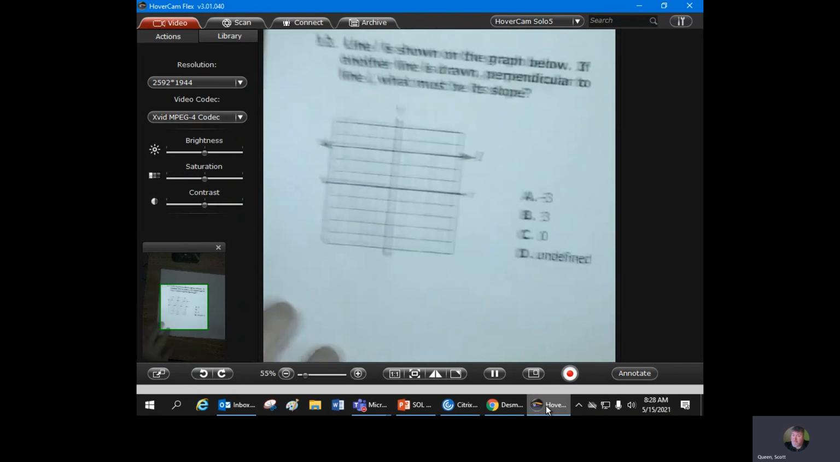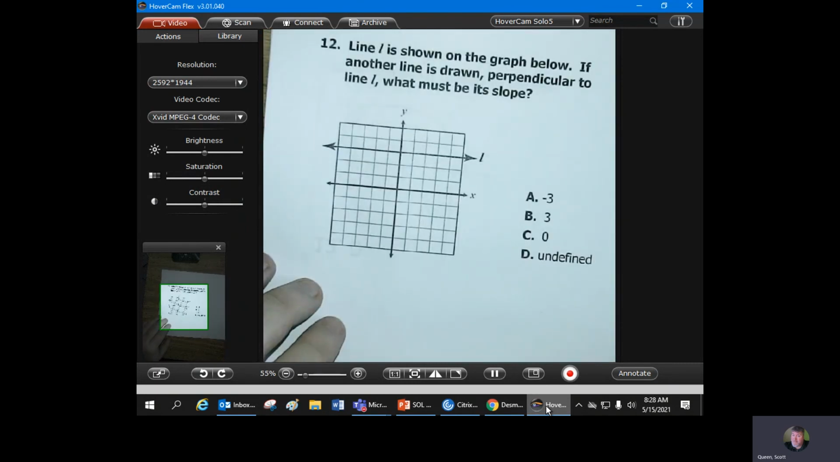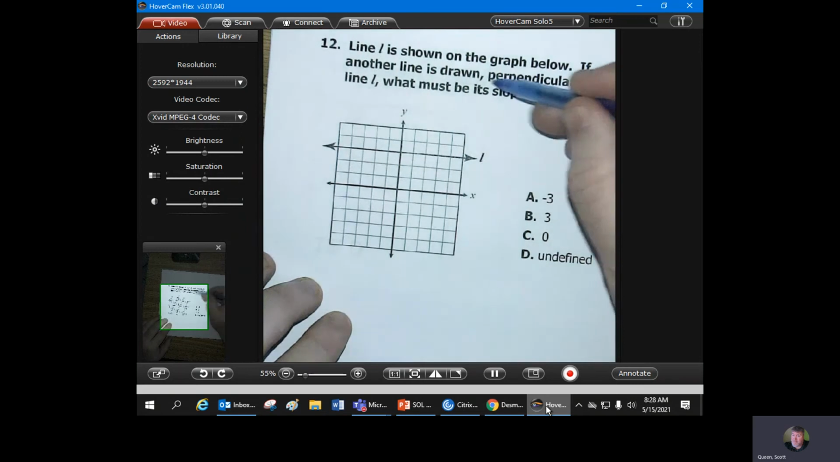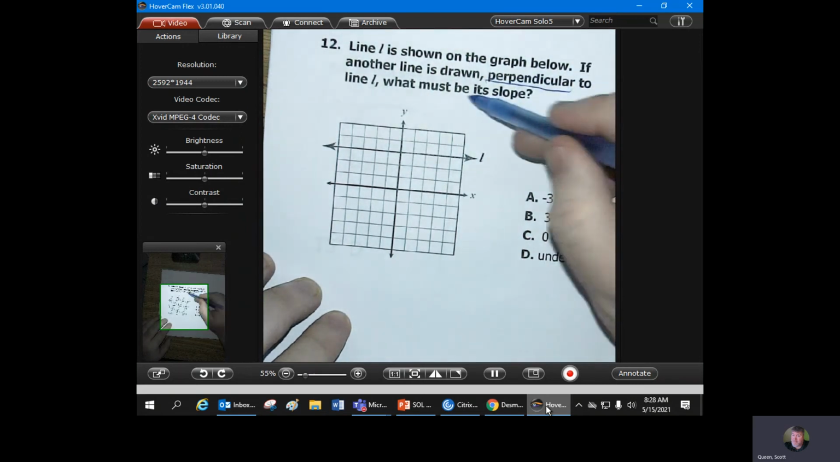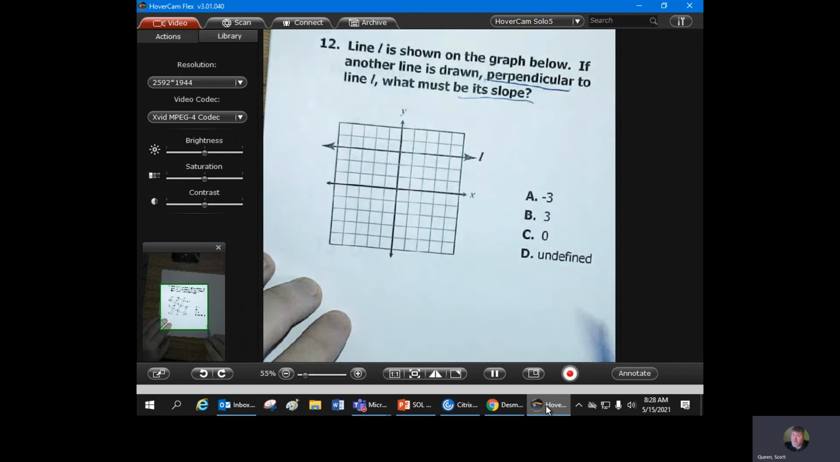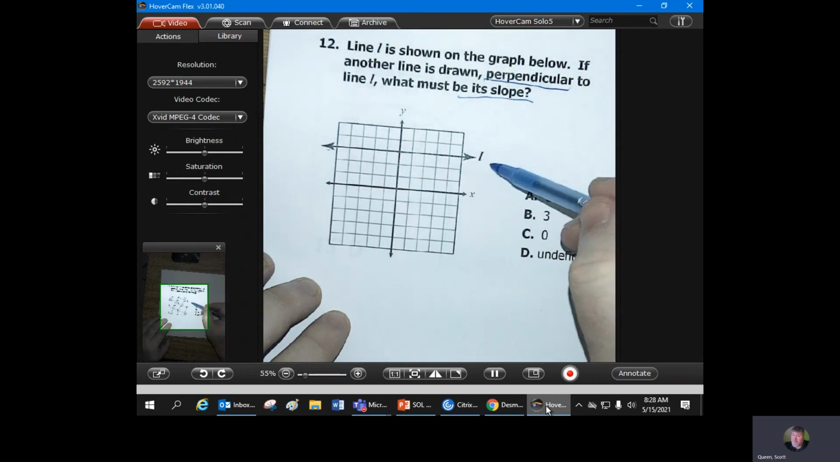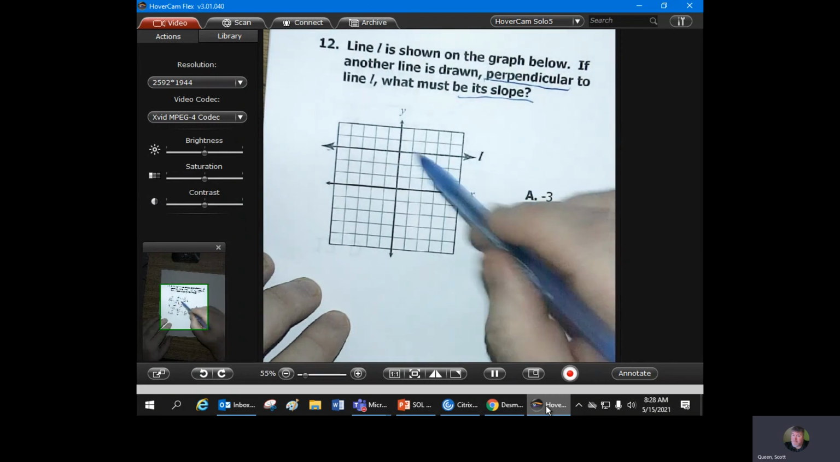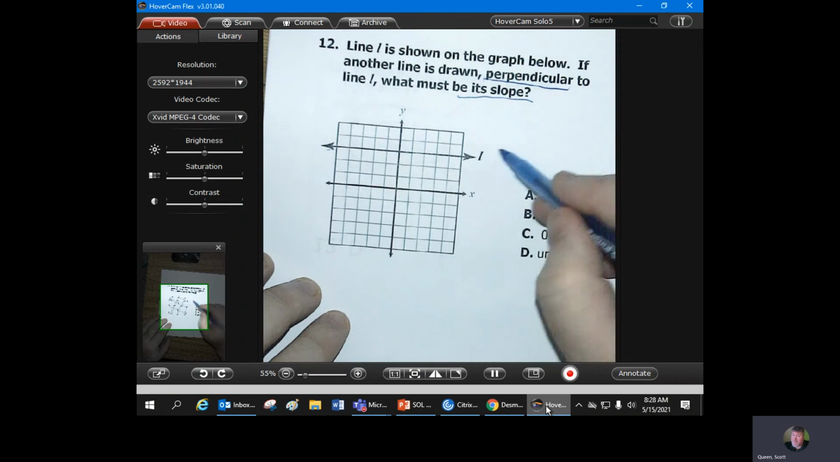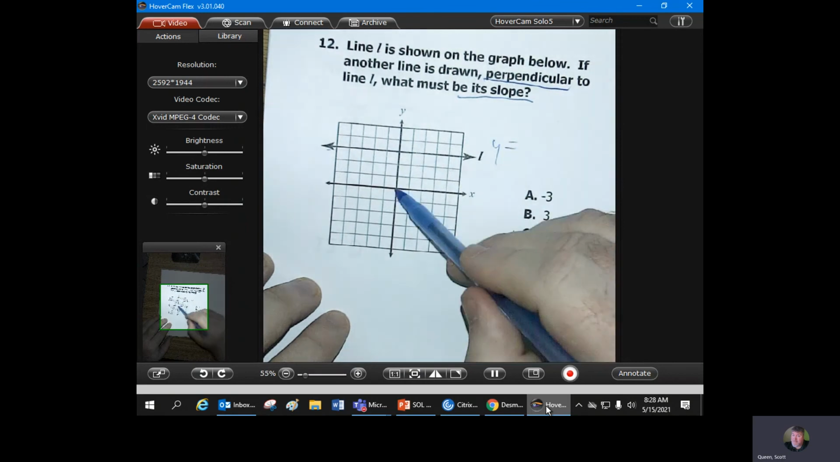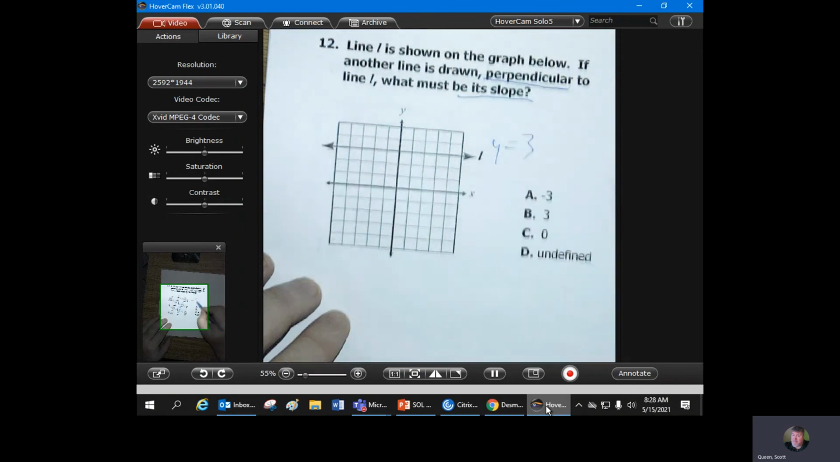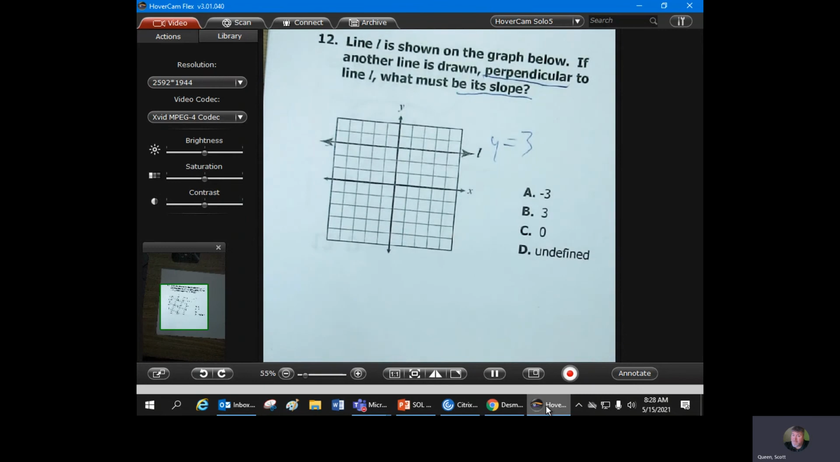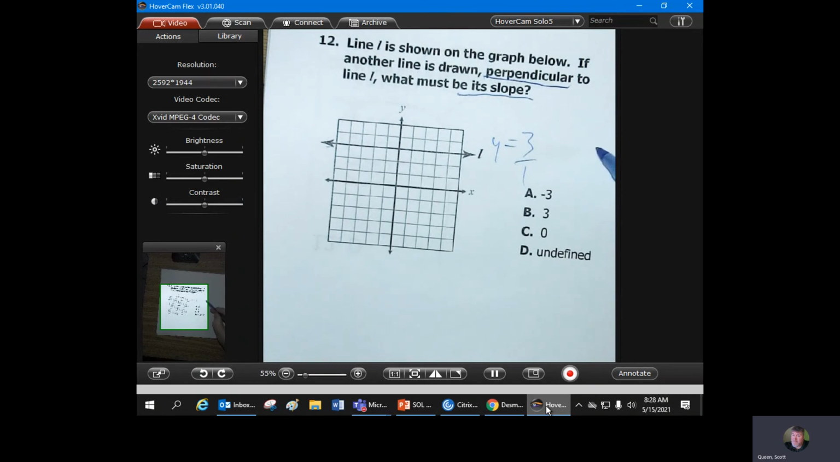Okay. Line L is shown on the graph below. If another line is drawn perpendicular to the line, what must be its slope? All right, so line L, this is one of those special cases. That means that since that line is going through the y-axis, that's y equals something. 1, 2, 3, y equals 3, right? Now, right away, since this is perpendicular, I know that's a flip and switch because that's 3 over 1. What I'm looking for is a flip, okay?